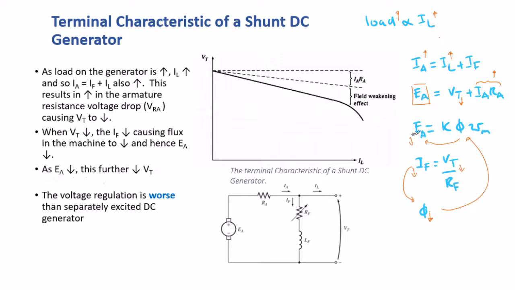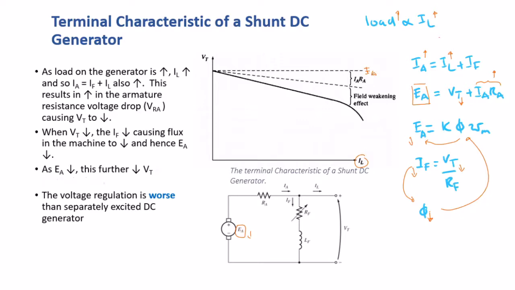Okay, and then the drop in EA will cause a further drop in VT. Because this is EA. When EA drops, VT will also be decreased. So this is what you're going to have if you look at the plot. As we increase IL, first, this is EA, the first line on the top, the horizontal one.